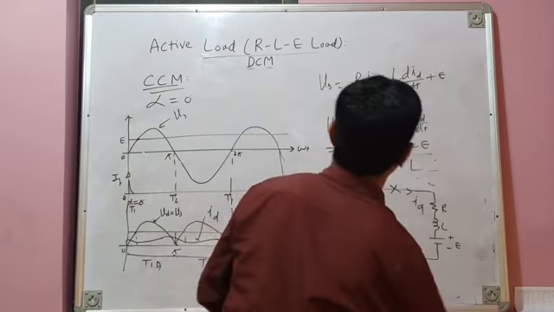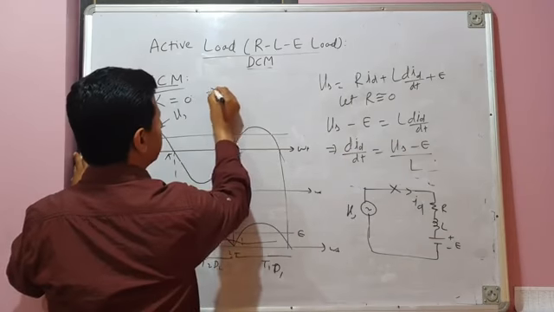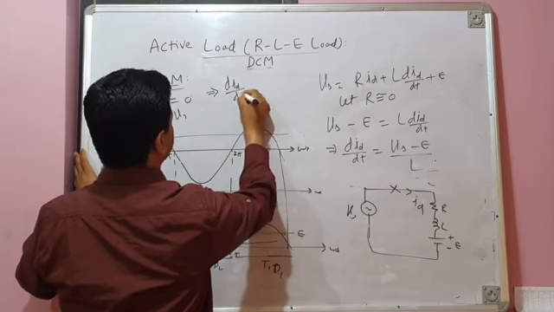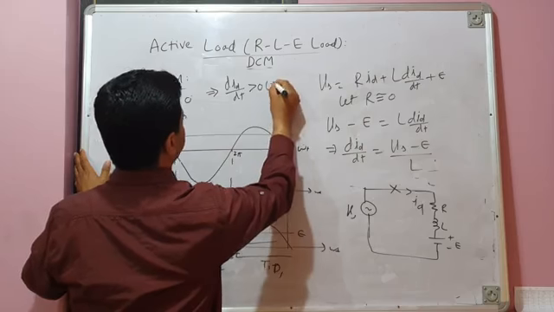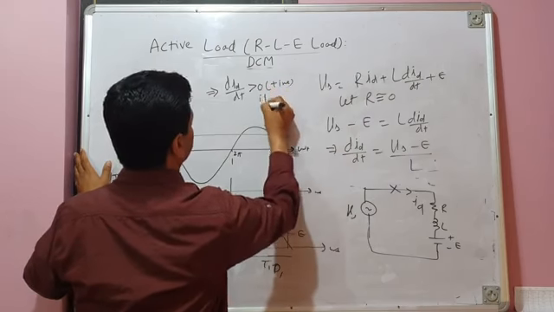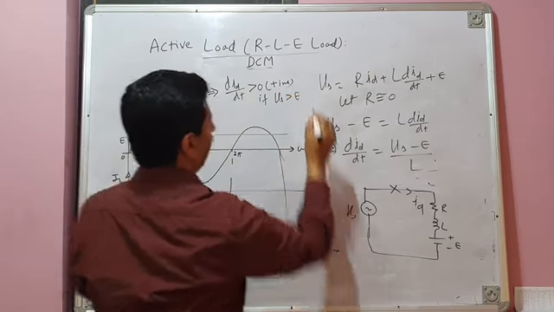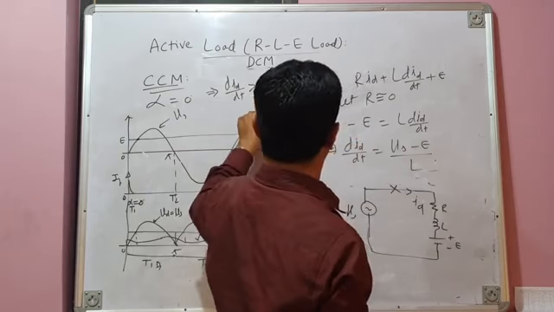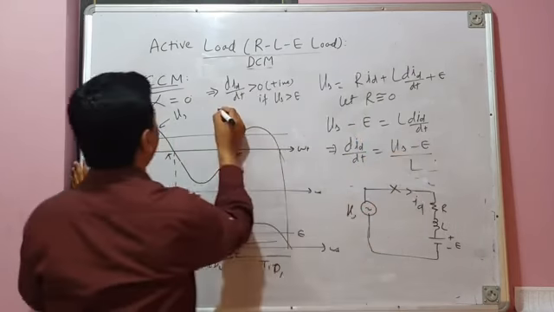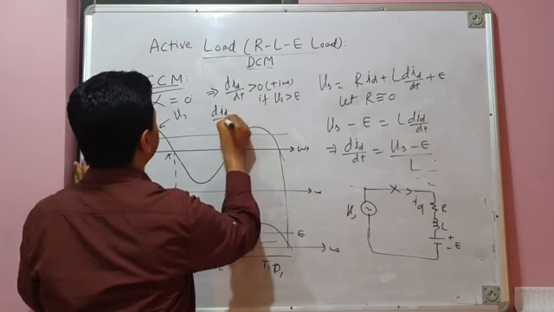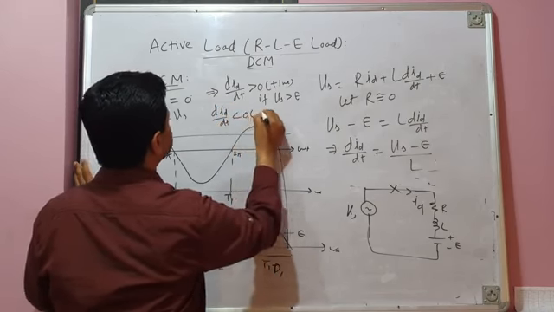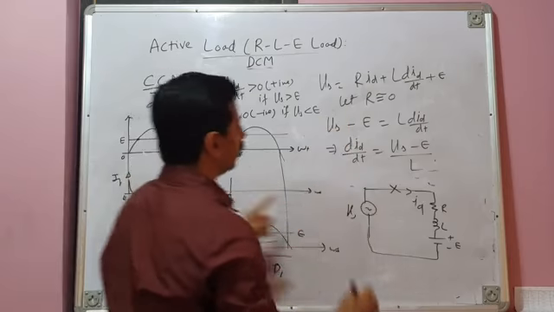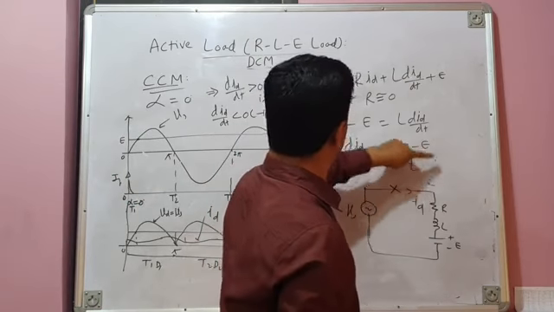This is very important. This means dId by dt will be greater than 0, that is, it will be positive, if Vs is greater than E. If Vs is greater than E, what is dId by dt? It is positive, greater than 0. And this dId by dt will be less than 0, that means negative, if Vs is less than E. That is clearly shown by this equation.